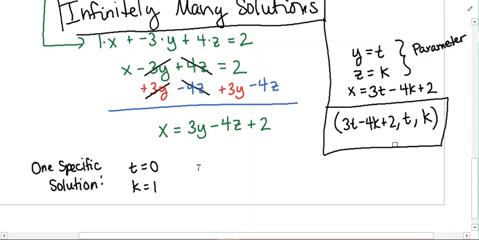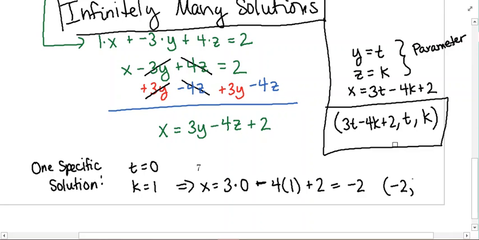So if I choose these two, then that's going to force the x value to be 3 times the t value minus 4 times the k value plus 2. That would simplify to 0 minus 4 plus 2, which is negative 2. So one specific solution would be the x value, negative 2, the y value or the t value, which is 0, and then the k value or the z value, which is 1. So here's one specific solution: negative 2, 0, 1. This would be your x, your y, and your z.